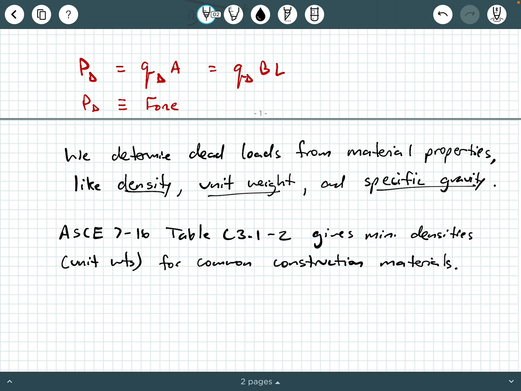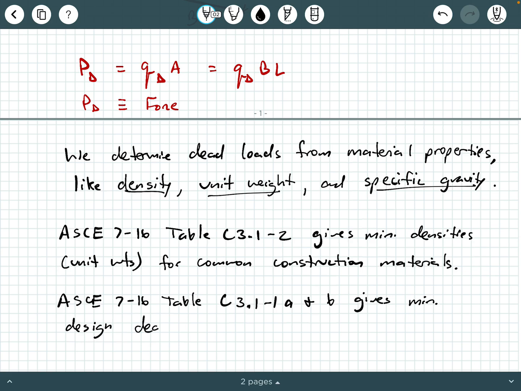Now another way we can determine minimum dead loads is by ASCE 7-16 Table C3.1-1A, and B for that matter, A and B. So I'll make a note of this. ASCE 7-16 Table C3.1-1A and B gives minimum design dead loads in force per area for common construction materials.